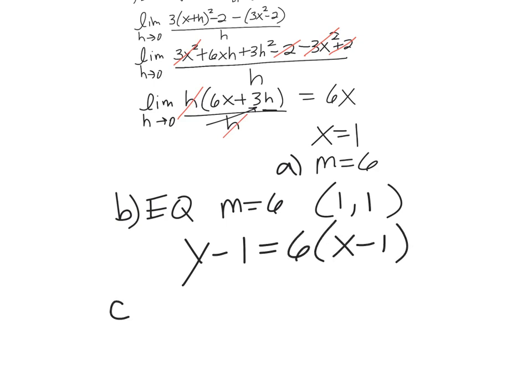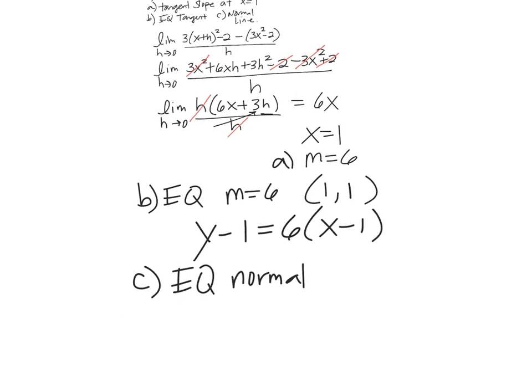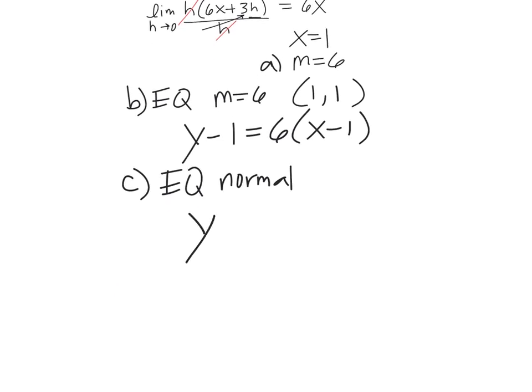And then to find the equation of the normal, it's such a weird thing to call it. I don't know why they call it that. I asked my professor in college when I took calculus, and he said he didn't know. So, all right, negative 1 over 6.